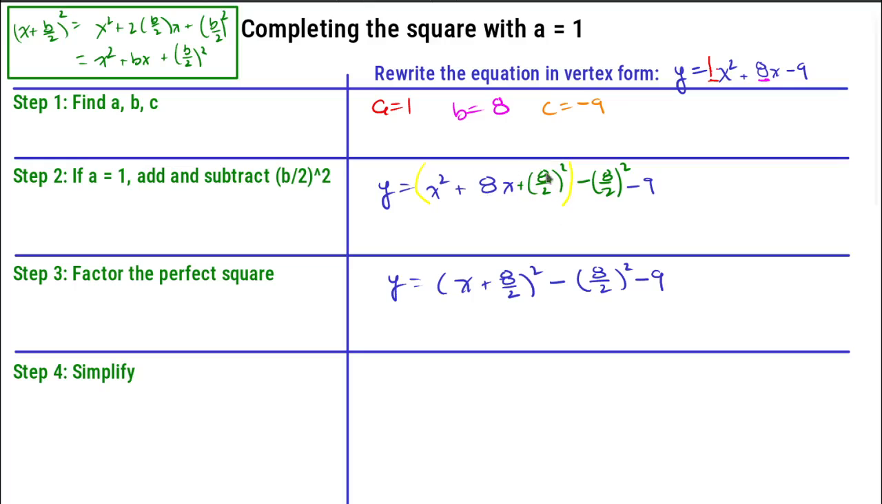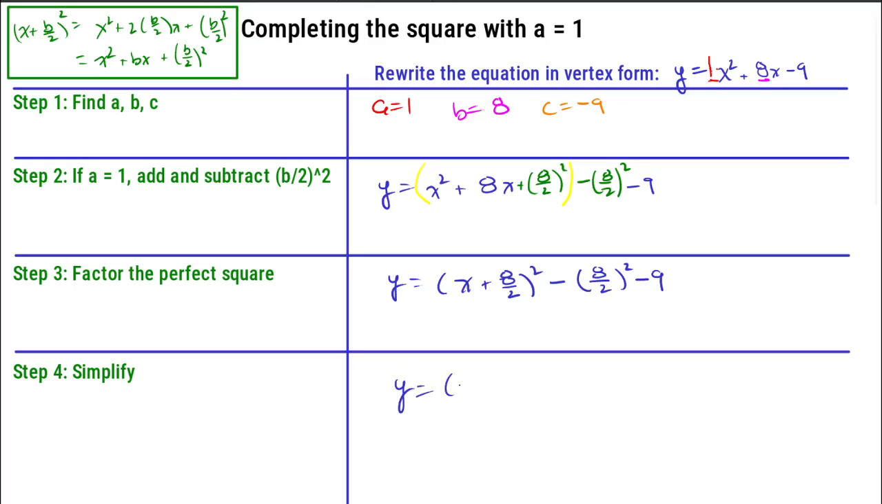So we added and subtracted that term. We didn't change the value, but by doing that, it allowed us to rewrite this first part as a perfect square without changing the balance of the equation. Now the last step, we're going to simplify.